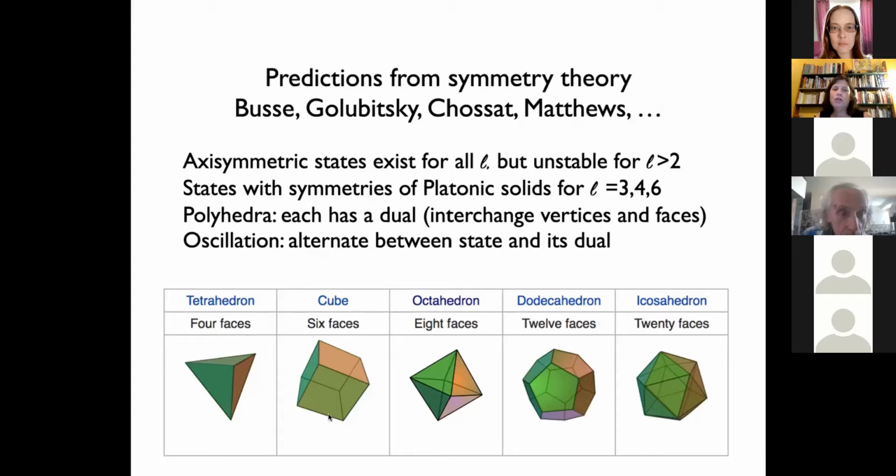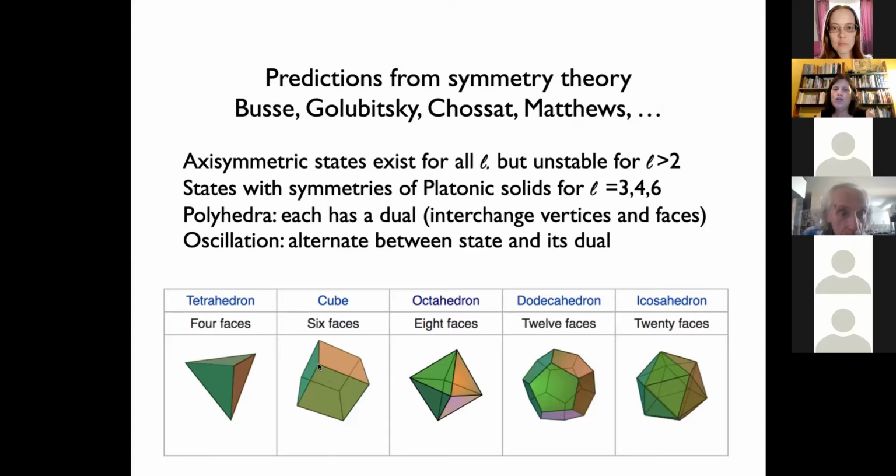The cube, we all know, has 6 faces, each of which is a square. The octahedron has 8 faces, each of which is a triangle. And it is the dual of the cube, meaning on the cube there are 8 vertices, and here there are 8 faces.